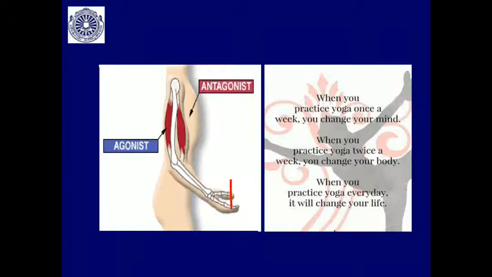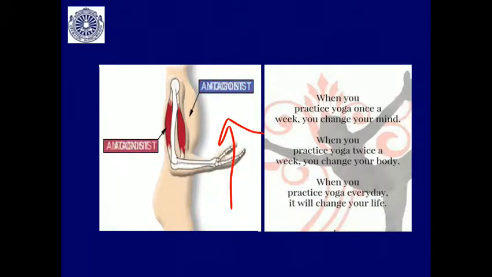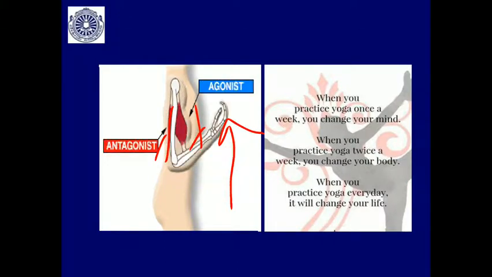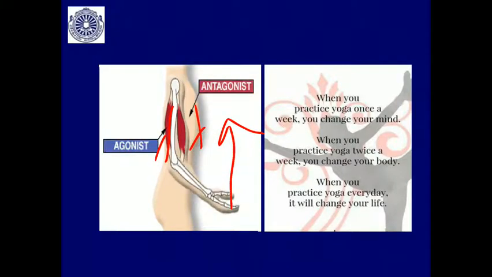When you lift your hand in this direction, the biceps contracts and the triceps elongates. You can see the contraction, and then going back to its original position, which is elongation. When you lift your hand, it shortens.